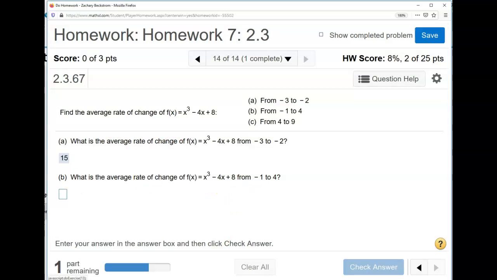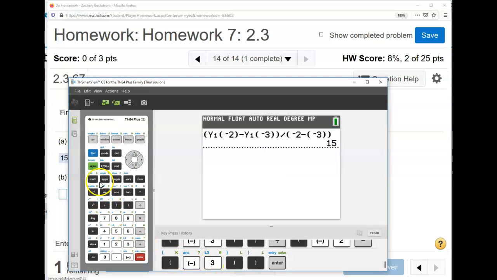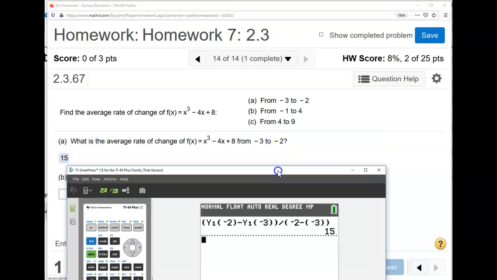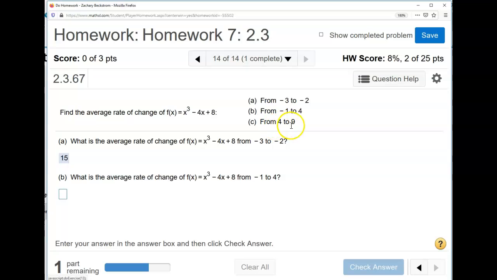And then all the others are basically going to be the same way. The second one is going from -1 to +4. So same thing, except here I'm going to put in a -1, here a +4, here a -1, and here a +4. And then finally, the last one should also be the same way. Just use 4 as your first number, 9 as your second number. And what this is saying is how fast we're changing over this interval.